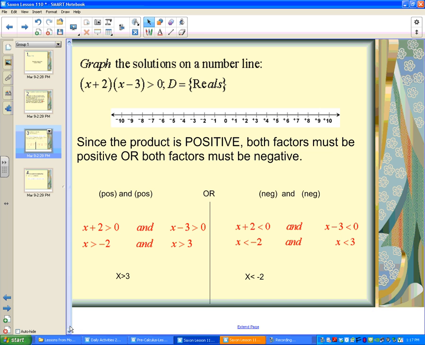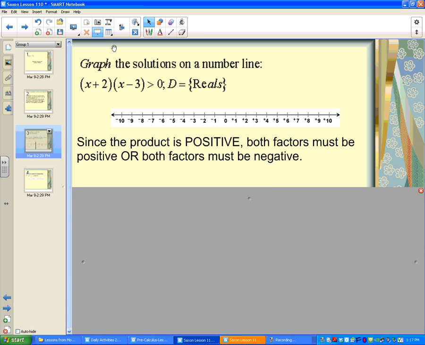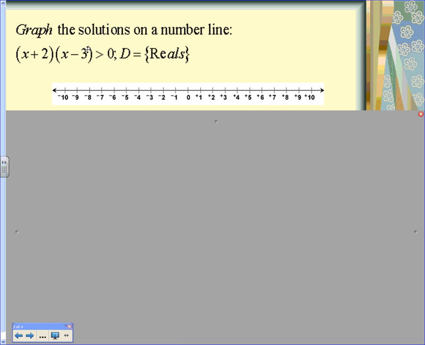What is different about this inequality? X plus 2 times x minus 3, right? Does that make sense? Normally, we just have x plus 2 is greater than 0, or x minus 3 is greater than 0, right? We don't normally have two things being multiplied together.